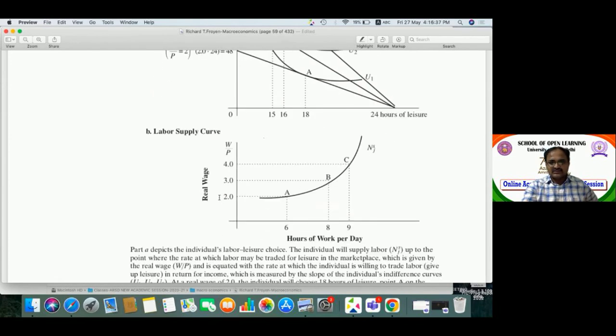So A, B, C is the combination of the real wage rate and working and leisure hours. If the wage rate is 2, here are the hours of work per day. Earlier 18 hours of leisure, here the working hours is 6. So 6 working hours at the 2 wage rate is point A, this combination. And his working hours is 8, so 3 is the real wage rate. Working hours is 9, 4 is the wage rate. So more working hours, more wage rate.